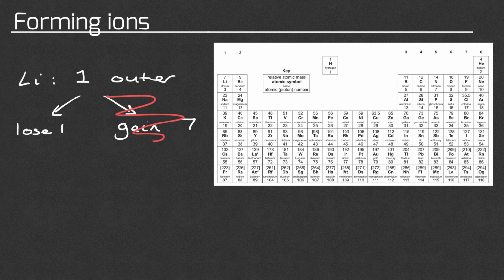An atom will always do the smallest number of changes necessary to form an ion. So in this case, it's easy for lithium to lose 1 rather than gaining 7. So if you imagine this is our lithium ion with 1 electron in its outer shell.